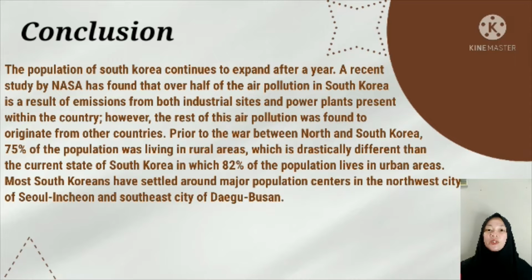Prior to the war between North and South Korea, 75% of the population was living in rural areas, which is drastically different from the current state of South Korea, in which 82% of the population lives in urban areas. Most South Koreans have settled around major population centers in the northwest city of Seoul, Incheon, and the southeast cities of Daegu and Busan.